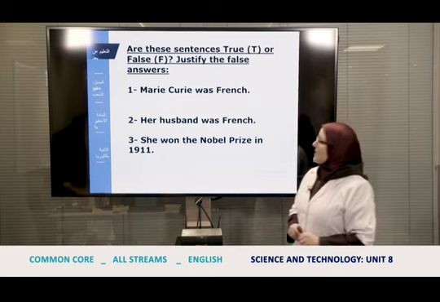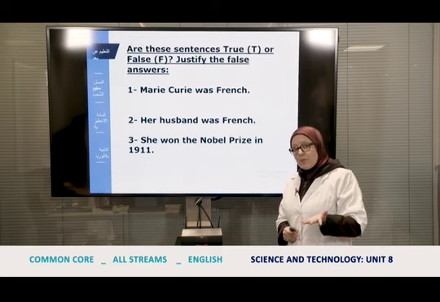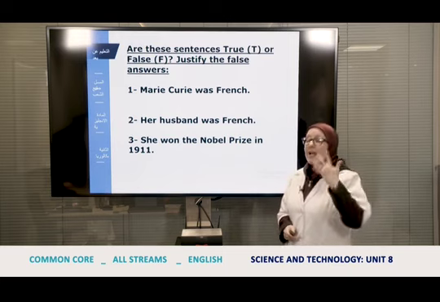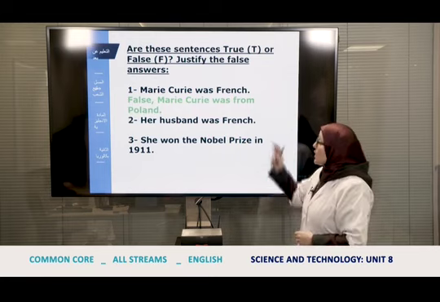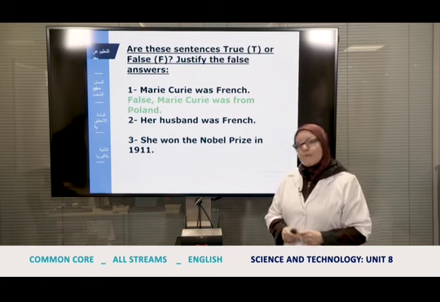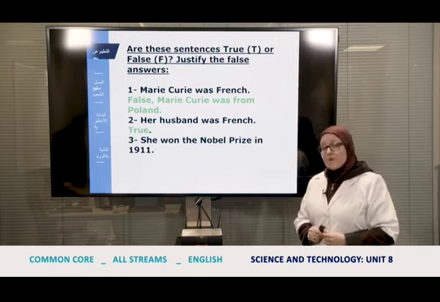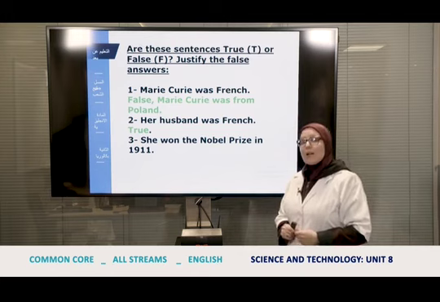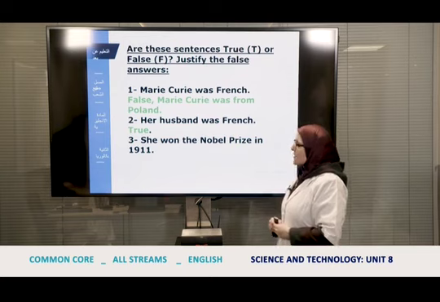So the first one says, Marie Curie was French. So was she French? You already read the conversation and now you've got the answer. So the answer is false. Marie Curie was from Poland, okay? She wasn't from France. The second one, her husband was French. Yes, true. Her husband was French and she lived with him in France.